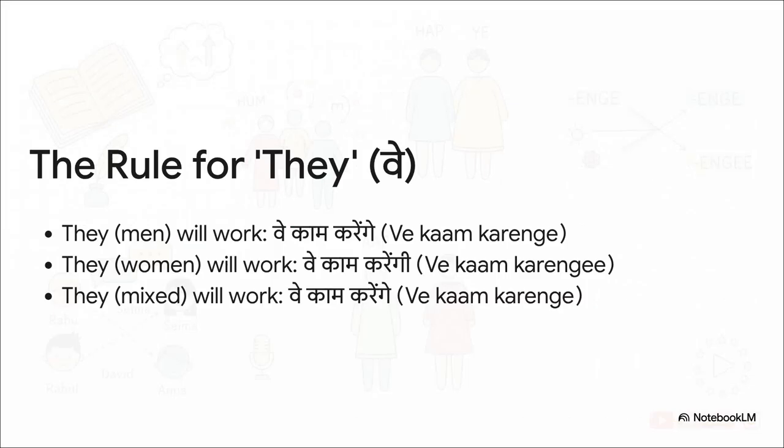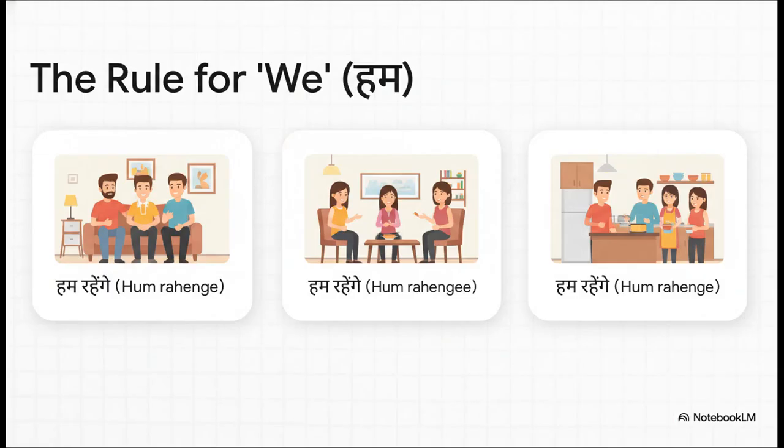And here's the best part. This logic is totally consistent. When you're talking about they using ve, the exact same gender rule applies. So for the verb to work, which is kam kar, it becomes karenge for guys or a mixed group and karengi for a group of women. And guess what? It's perfectly consistent for the pronoun we or hum, too. If we are a bunch of guys or a mixed group, we'll say hum rahenge, we will live. But if we are a group of women, we'll say hum rahengi. You see how that consistency makes the rule so much easier to remember?